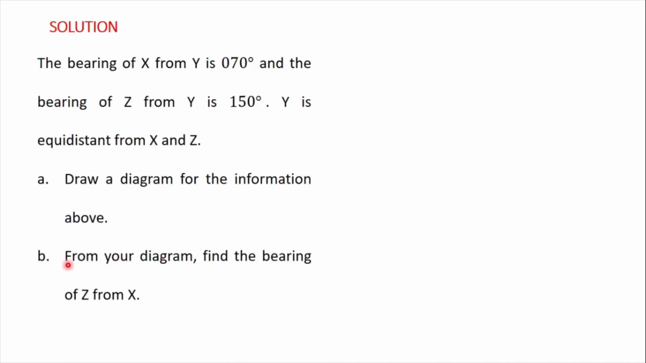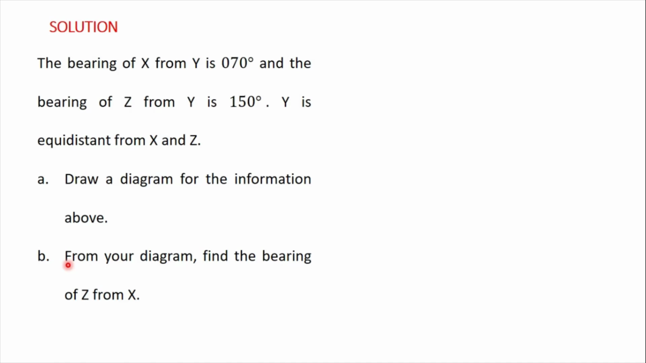The bearing of X from Y is 70 degrees and the bearing of Z from Y is 150 degrees. Y is equidistant from X and Z. Draw a diagram for the information above. We have been drawing diagrams for bearings since we started our studies on bearings, and we are going to use what we have been able to learn to draw the diagram for this question here.